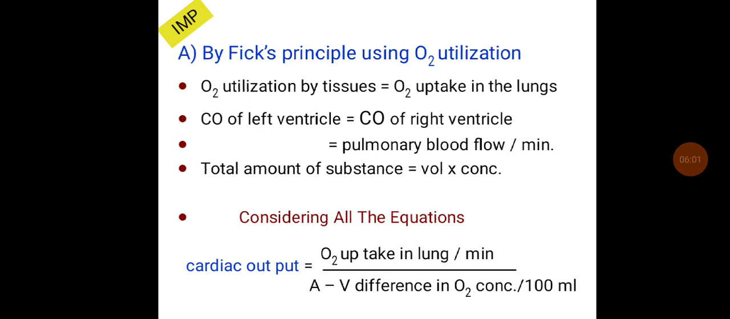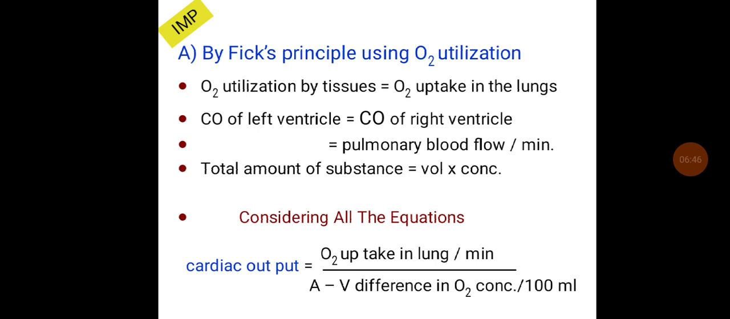So here we are calculating the blood flowing across the lung. What we have to record is oxygen utilization by the tissue, which is equal to oxygen uptake in the lungs. The cardiac output of the left ventricle is equal to the pulmonary blood flow per minute. The total amount of substance is equal to volume times concentration. Considering all the equations, cardiac output can be measured using the Fick principle.